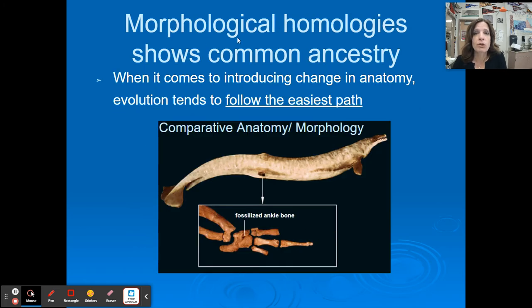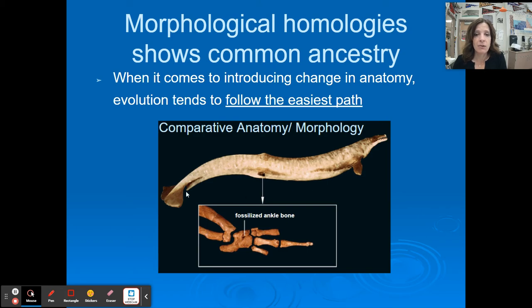So morphological: morph means shape, homology means similarities. So shape similarities show a common ancestry. Another thing to know is that when we are talking about anatomy and evolution, the easiest path is what's going to happen.